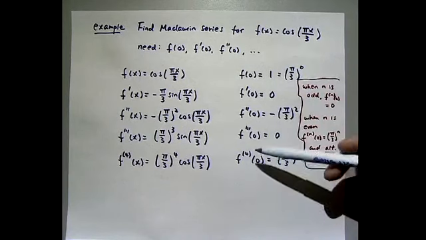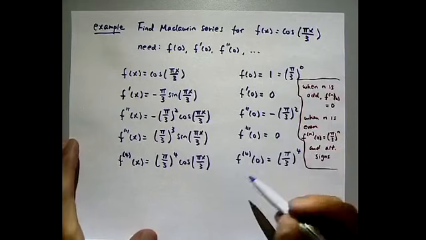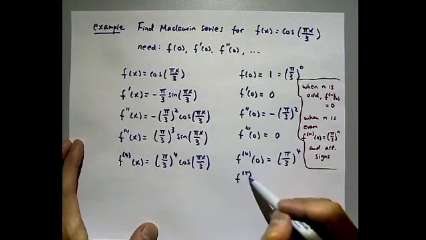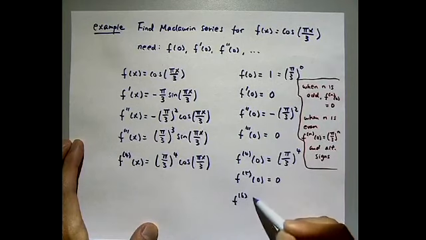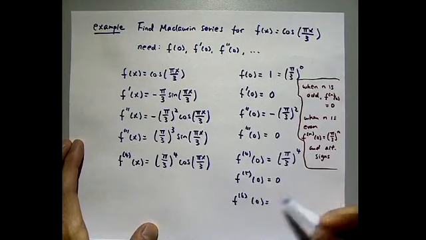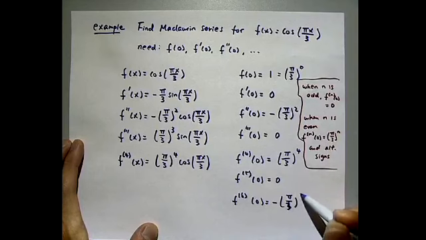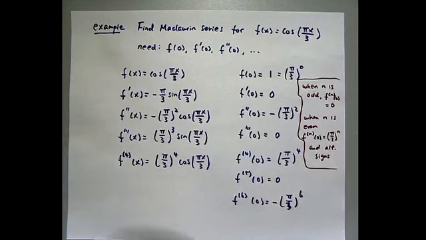So what would the fifth derivative be, even without doing any calculation? 0. What about the sixth? Good. Negative pi over 3 to the 6. Okay, good. Now we can build a series.